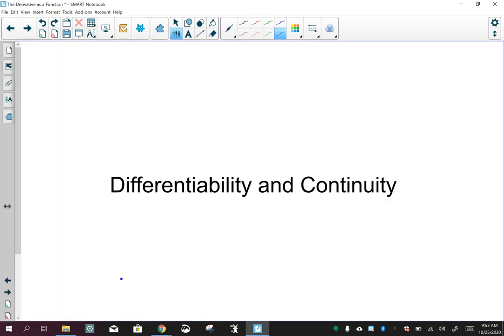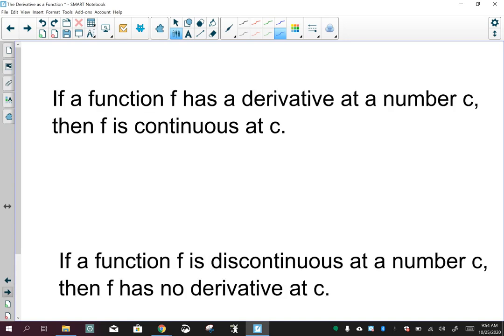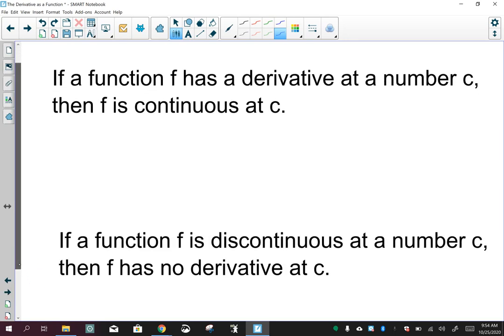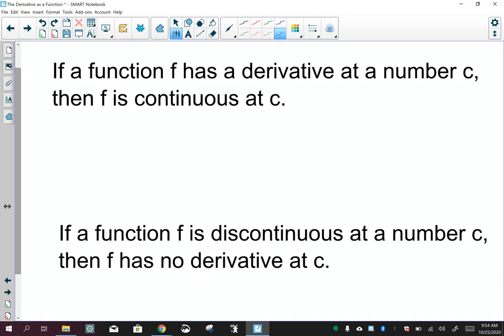So let's talk about differentiability and continuity. This is kind of short and sweet, so this is kind of nice. All right. So what we're going to do here is talk about continuity and stuff. So remember what we did earlier when we were talking about limits and everything. We also talked about continuity of a function. Today we are talking about differentiability of a function, and there's a connection that exists between differentiability and continuity.